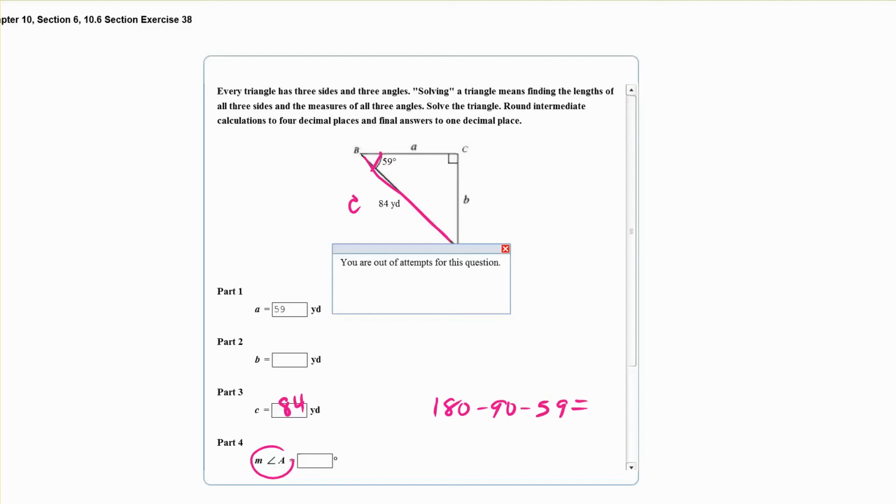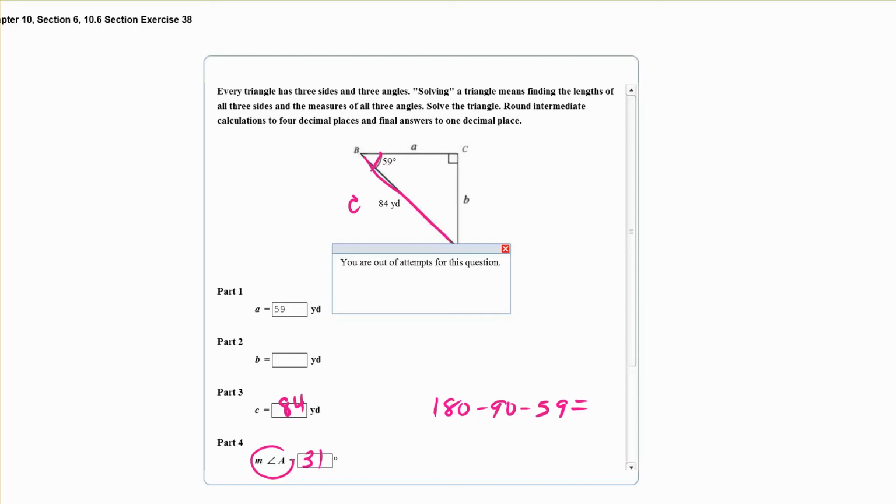So find your missing angle first. That's pretty simple to do. And then you can use trigonometry to find the missing side. So angle A is 31 degrees. So now let's figure out how to find side A. So just kind of do this one at a time.